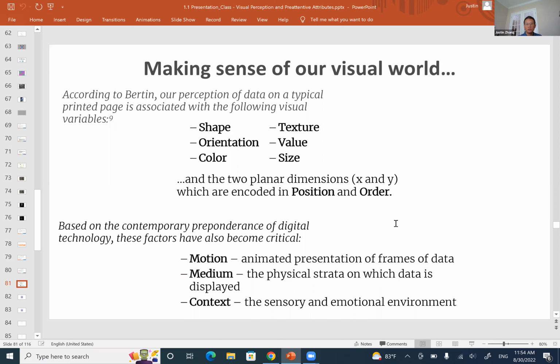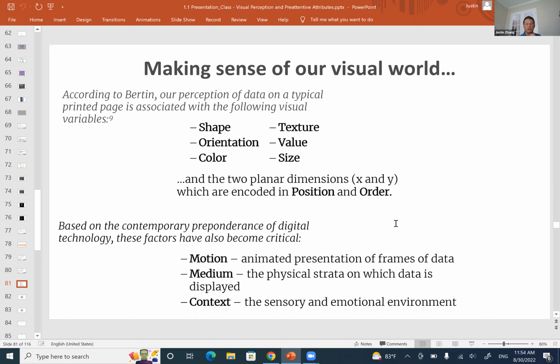And the two horizontal and vertical dimensions, which are encoded in position and order. So in addition to those typical visual variables, there are also some contemporary variables based on the emerging digital technologies, such as motion, medium, and context.